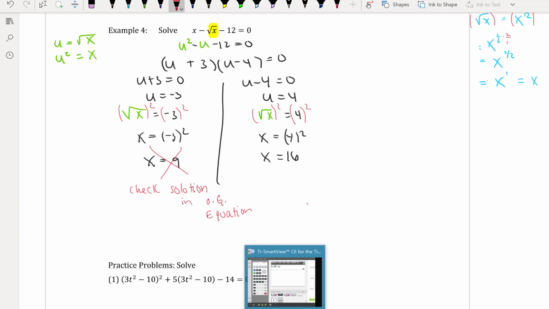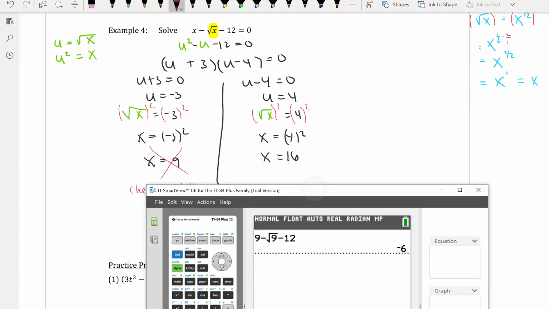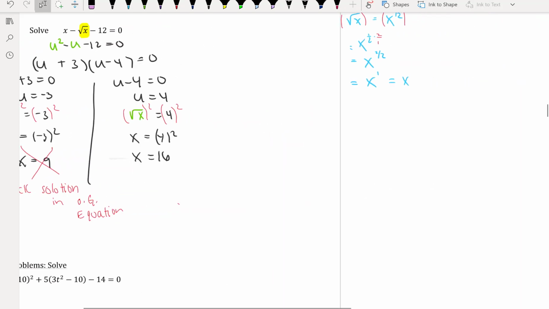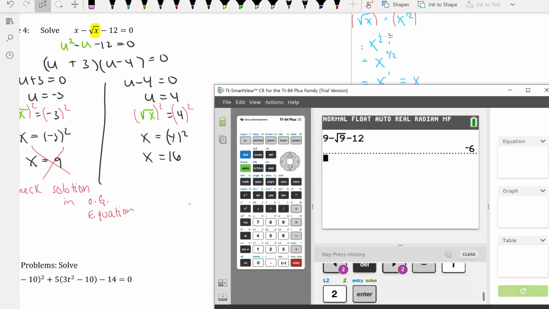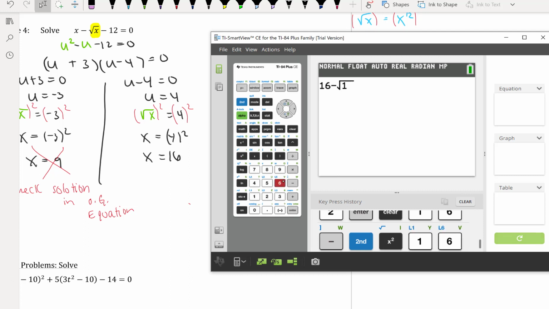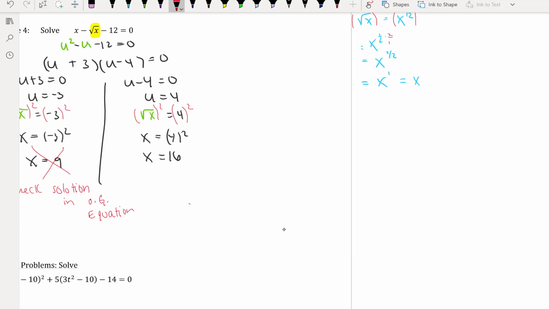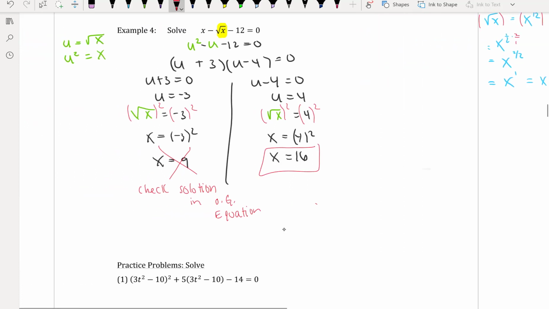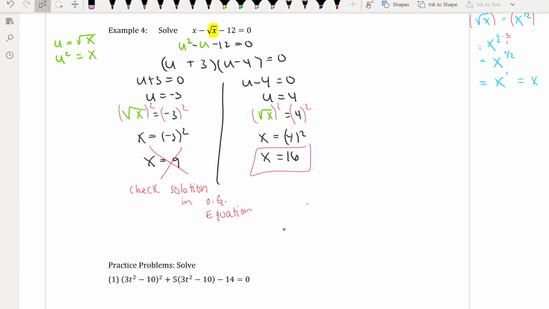So now let's see what happens when I plug it in for the positive 16. That's the other one I'm going to try. Maybe if I scroll this over, I can see it a little bit better. Okay, now I can see everything. So let's see if I have any more luck. 16 minus the square root of 16 minus 12. It should equal 0. Let's see what we get. It does equal 0. Perfect. So we get only one possible answer. The only possible answer is that x is equal to a positive 16.